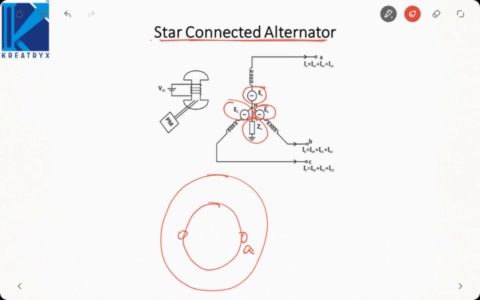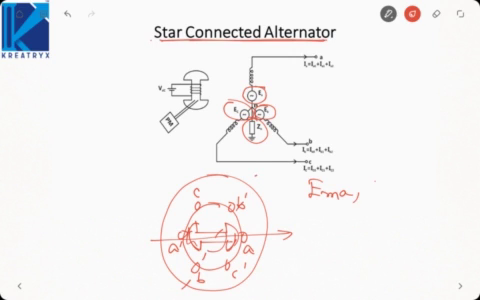This will be A phase, this will be B phase, this will be C phase. Now we know whenever the prime mover or whenever the rotor lies along any phase, maximum EMF will be induced in that phase. Now if the rotor is lying along this, then maximum EMF will be induced in A. Then when the rotor moves by 120 degrees, maximum EMF will be induced in B.